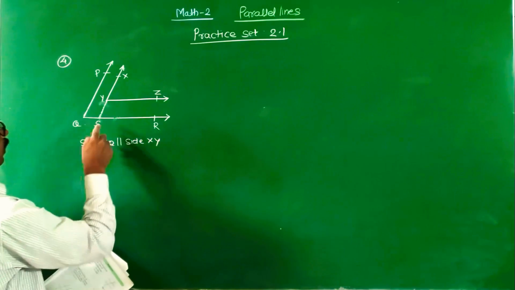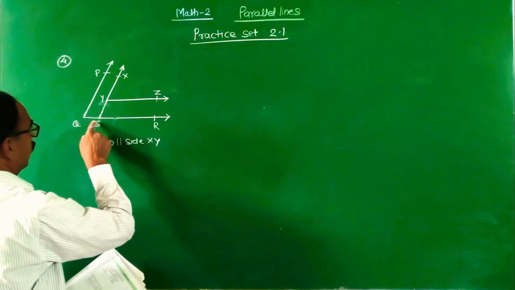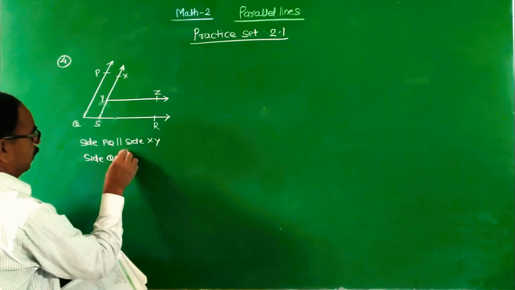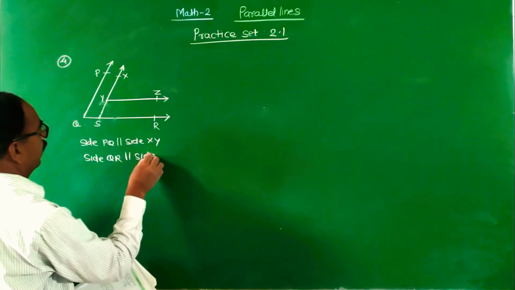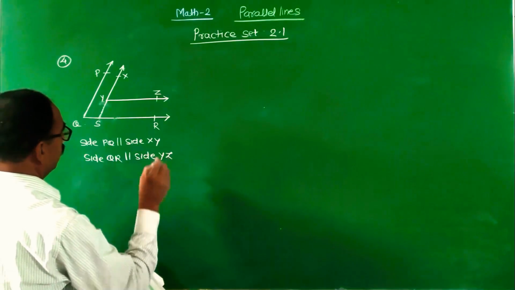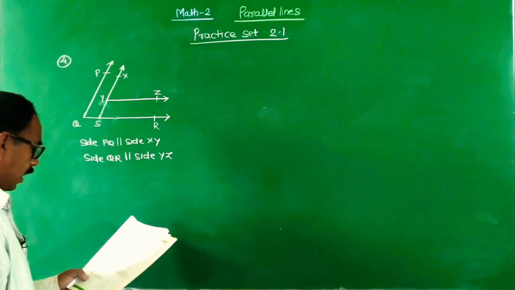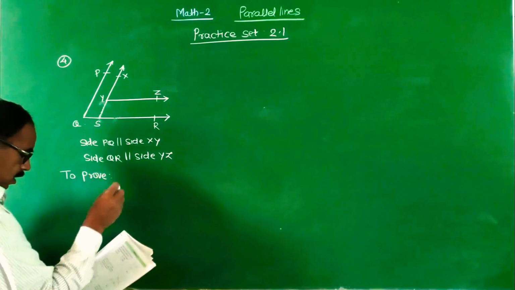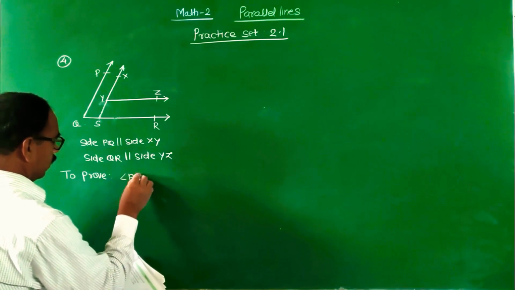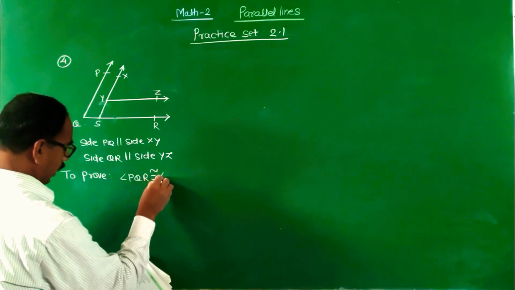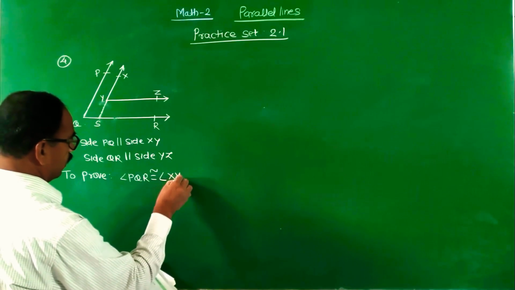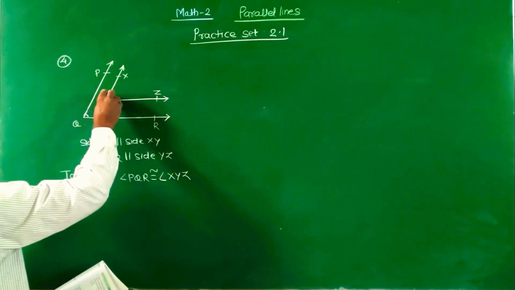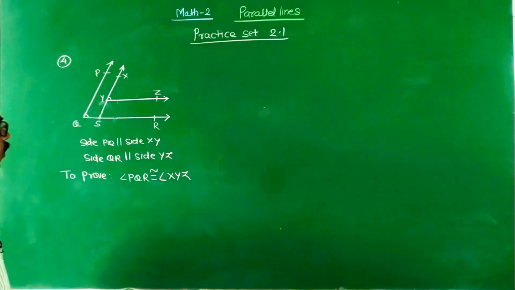Again we are given that side QR is parallel to side YZ. This is given to us and we have to prove that angle PQR is congruent to angle XYZ. So we have to prove that angle PQR and angle XYZ are both congruent.